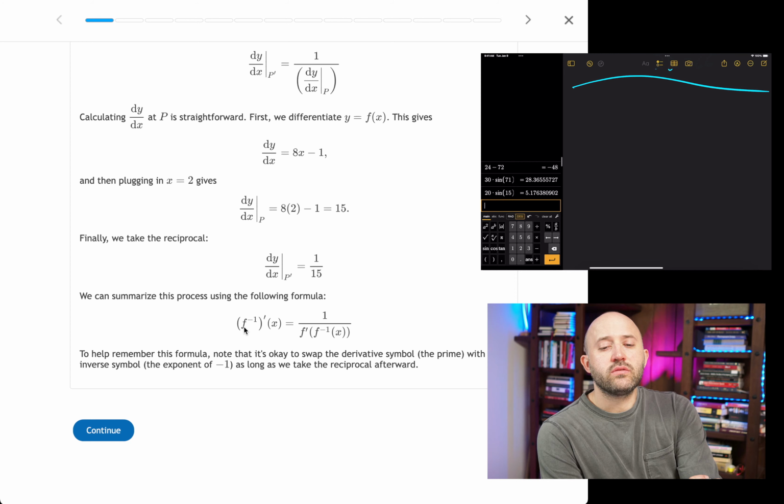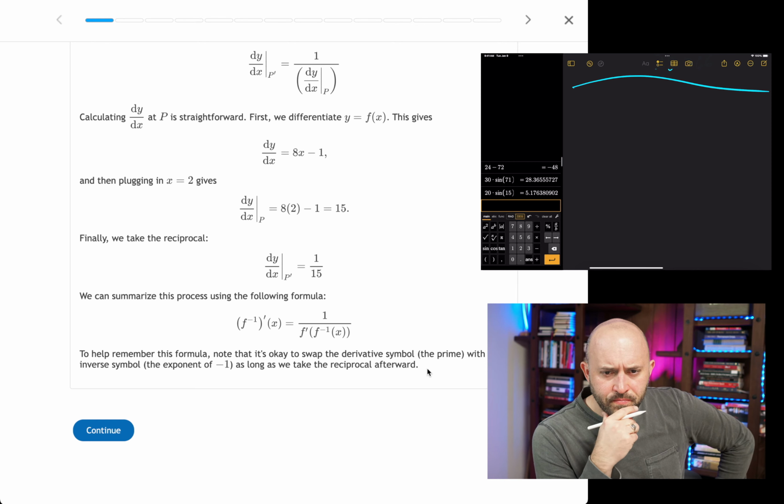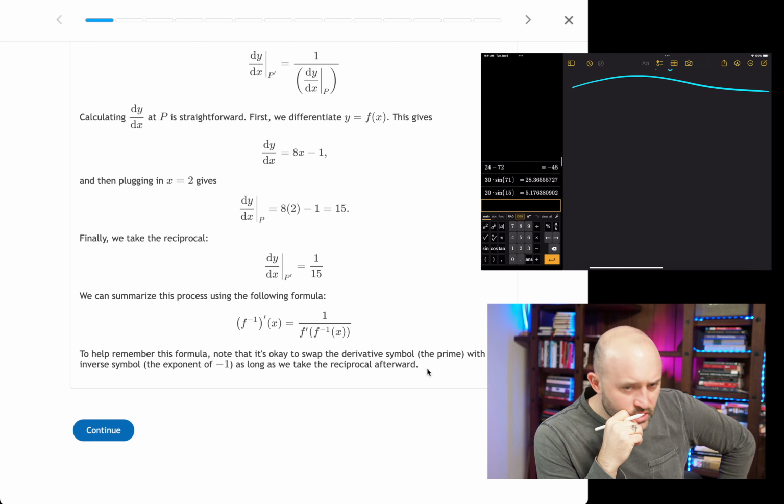The derivative of the inverse function of x is equal to 1 over the derivative of the inverse of x. To help remember this formula, note that it's okay to swap the derivative symbol, the prime, with the inverse symbol, as long as we take the reciprocal afterward. Let me think about that for a second. We can swap them as long as we take the reciprocal afterward.